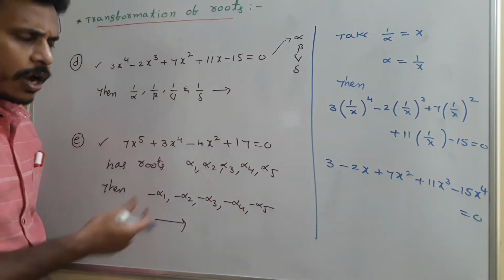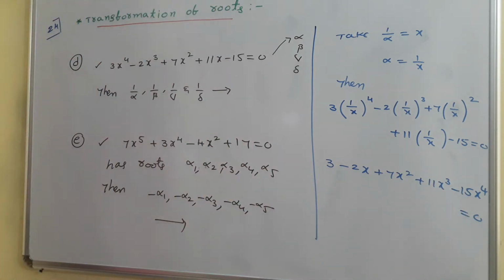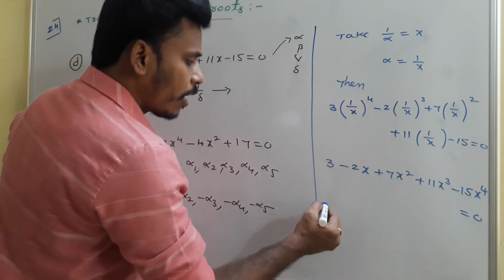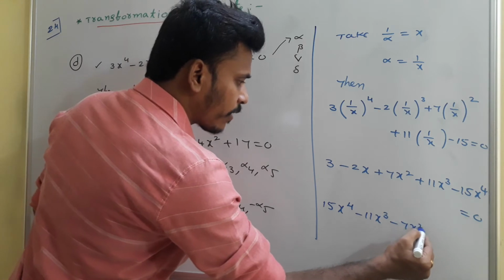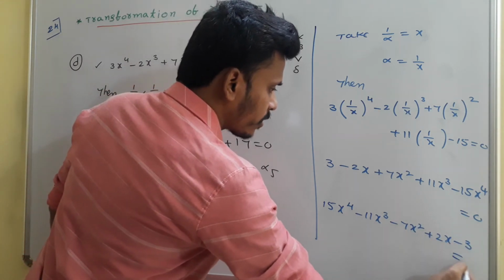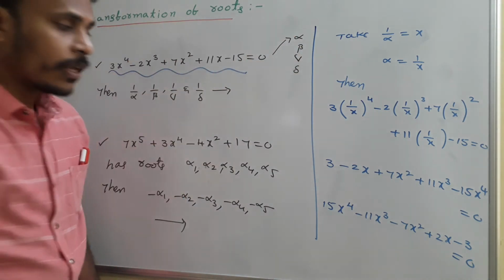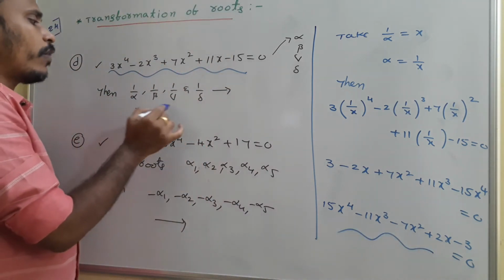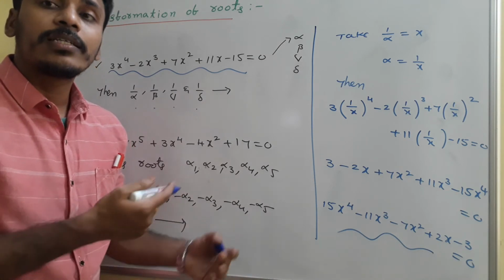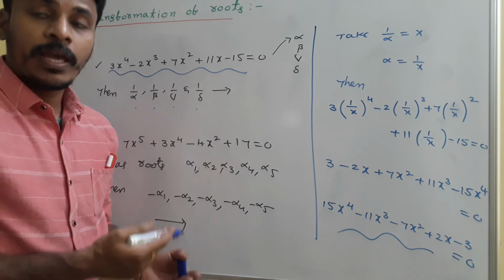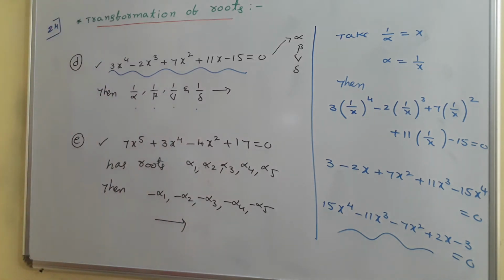That's the required equation. Or if you wish to express it in the general format, since it is minus 15x power 4, you just multiply everything with minus, and you will get 15x power 4 minus 11x cube minus 7x square plus 2x minus 3 is equal to 0. So this is the equation having roots alpha, beta, gamma, delta. This is the equation having roots 1 by alpha, 1 by beta, 1 by gamma, 1 by delta. How we arrived at it? How we found this equation? Just by replacing x of the given equation with 1 by x. Okay. This is the key idea. Have a look and then think about the next one.